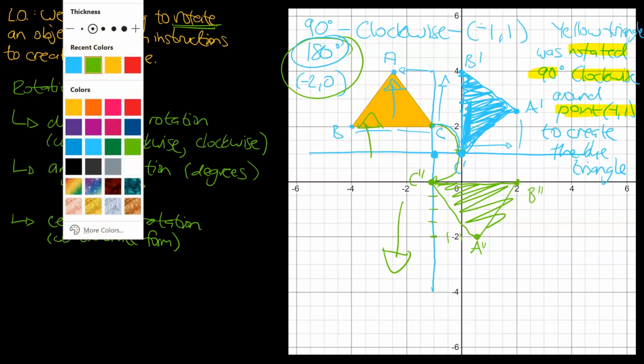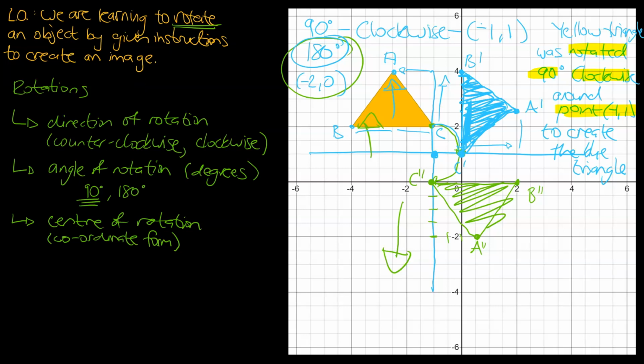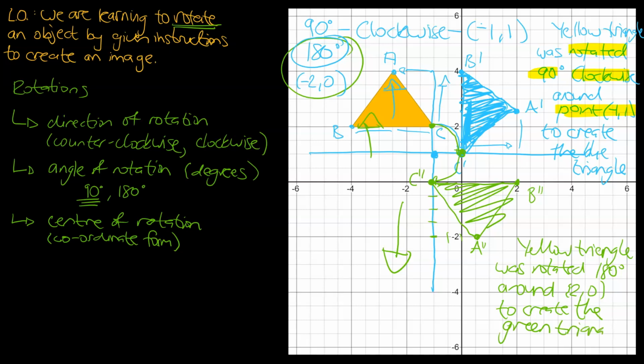So we'll switch to the green pen and we'll describe that last transformation in green. So again, the yellow triangle was rotated, because that's the transformation we're doing, 180 degrees. And here, it doesn't matter which direction it goes, because it's going to end up being the same, around -2, 0 to create the green triangle. And that would describe that one there.